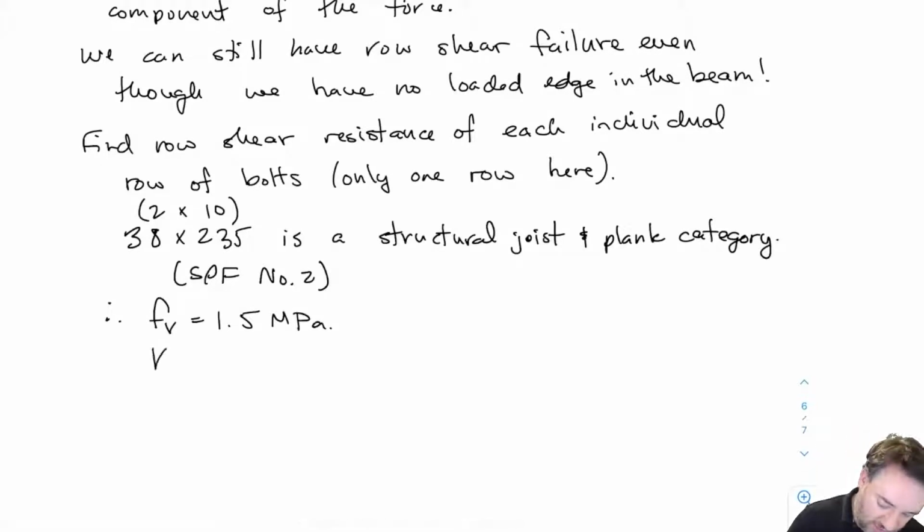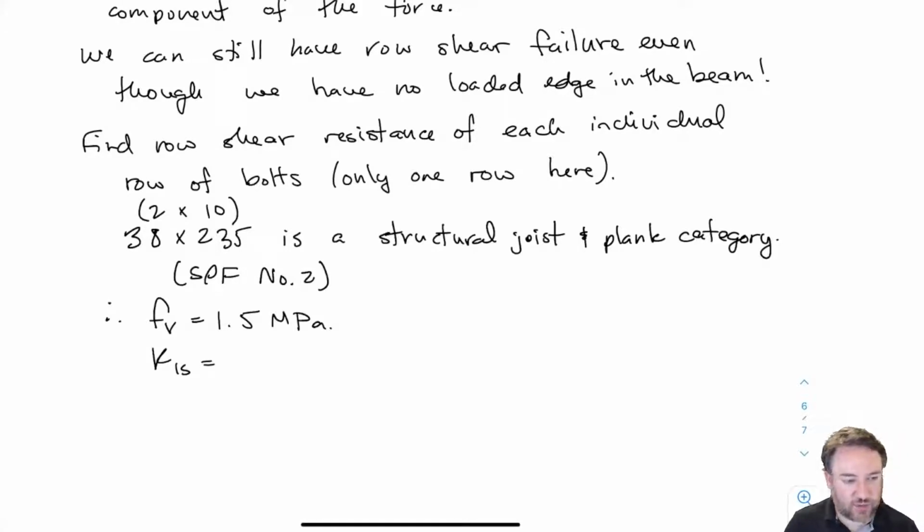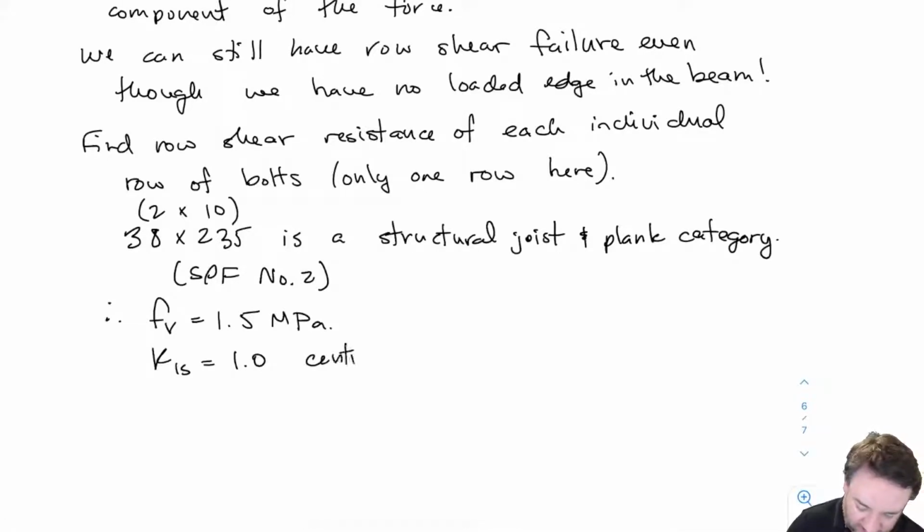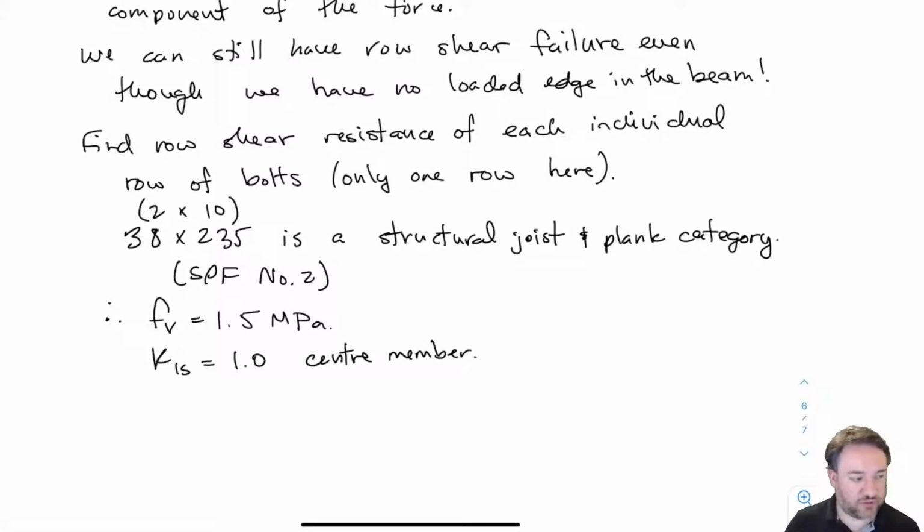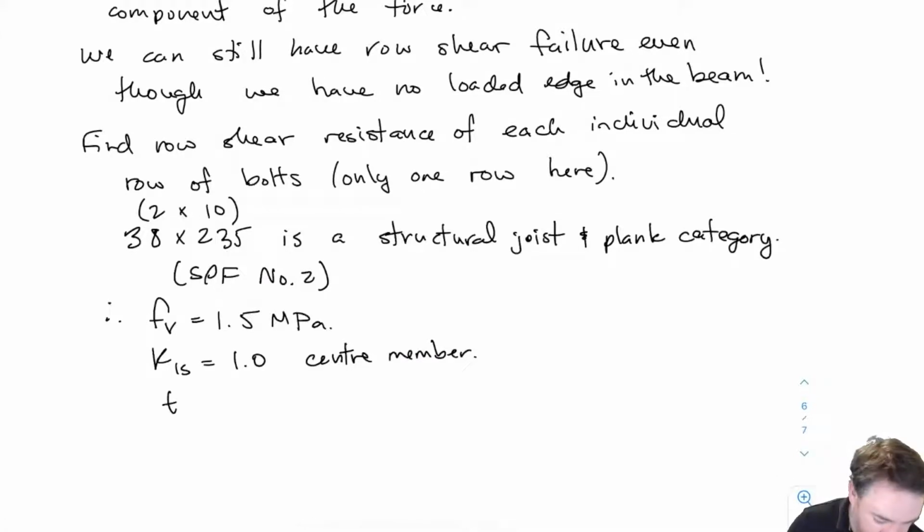Our KLS, which accounts for non-uniform stress distribution in the members, for the beam is going to be 1.0 because it's a center member. Refer back to the bolted connections video to learn more about KLS. Since it's the member in the center, KLS equals 1. For the side members, it's not going to be 1. The thickness of this member is 38 millimeters.